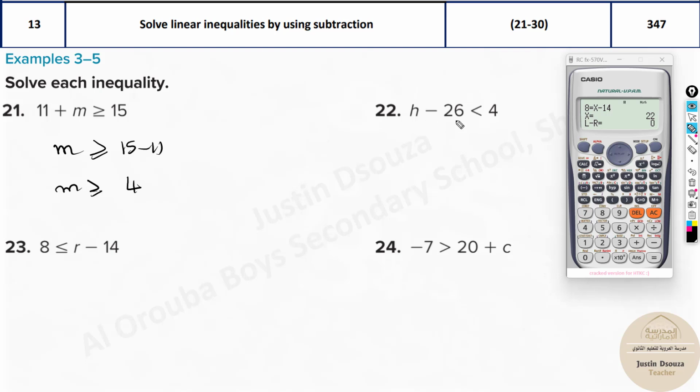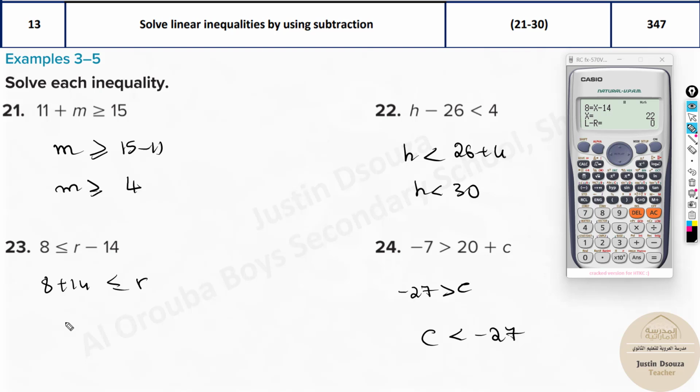Here, 26 to the other side will be h less than 26 plus 4, that is h less than 30. Here, bring 27 to the other side, will be minus 27 is greater than C, or we can write it as C is less than negative 27. Here we get 8 plus 14, that is less than or equal to R, so it is 22 is less than or equal to R, or R is greater than or equal to 22. These are the solutions. That's how we do them.